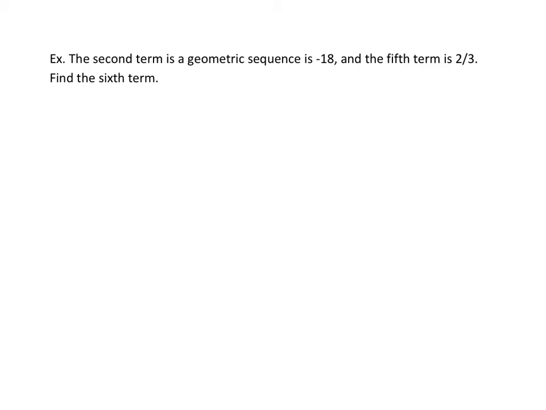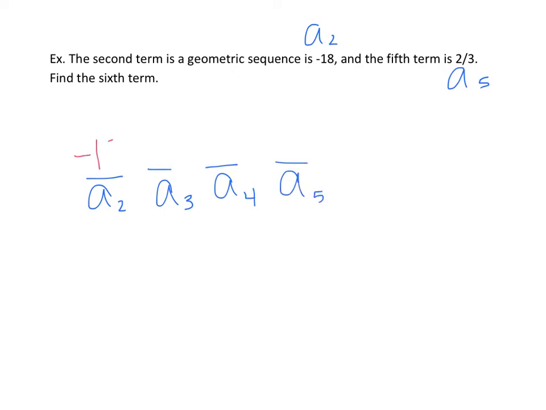The second term in a geometric sequence is negative 18. Fifth term is 2/3. Find the sixth term. Okay, so here's another fill in the blank. Second term, third, fourth, fifth. I know that my second term was negative 18. My fifth term is 2/3. How do I get there? Well, I know it's geometric, so I multiply by r times r times r.